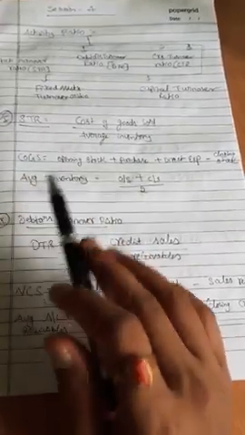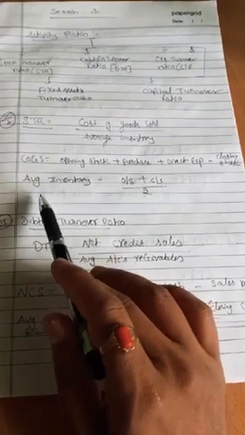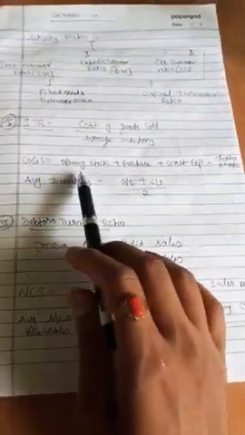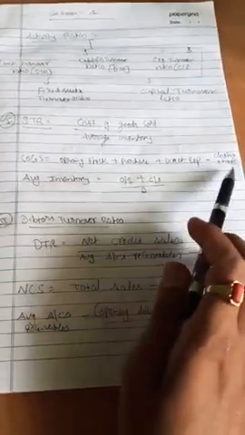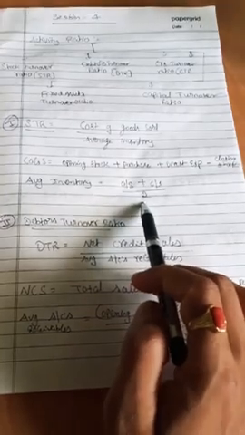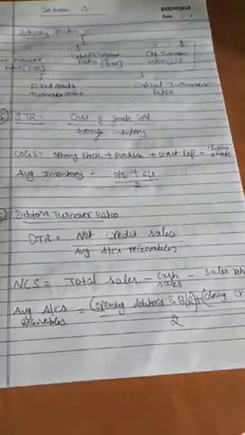Next, average inventory. How to calculate this average inventory? Very simple: opening stock plus closing stock, divided by 2. So we consider these two, opening stock along with closing stock, add them together and divide by 2.